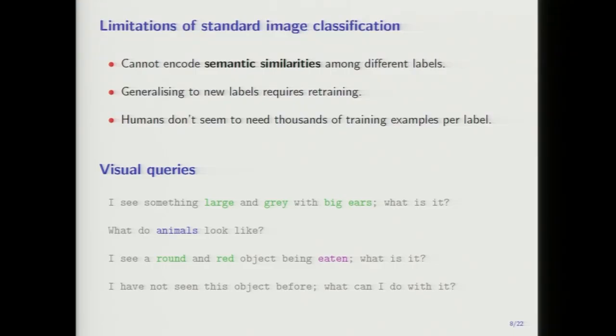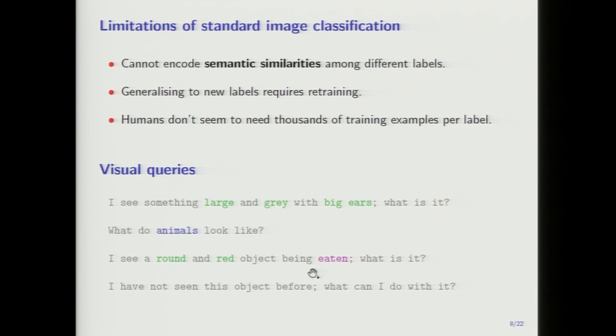If we can do that, then we can maybe start answering questions like these. If I, and I is now maybe the machine, see something large and gray with big ears, what is it? You can kind of guess what that could be. Or if I ask the question, what do animals look like? We have this sort of super category animals with lots of examples. Are there shared features that we can discover among all the examples?